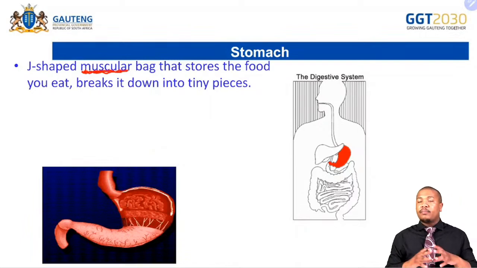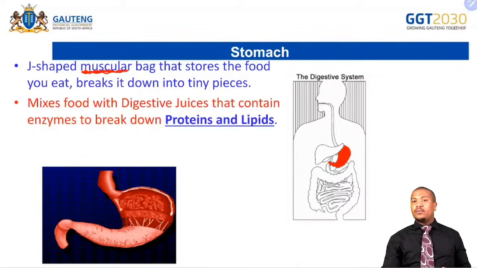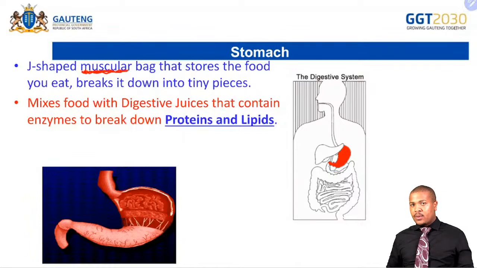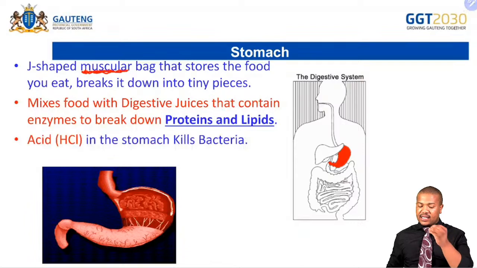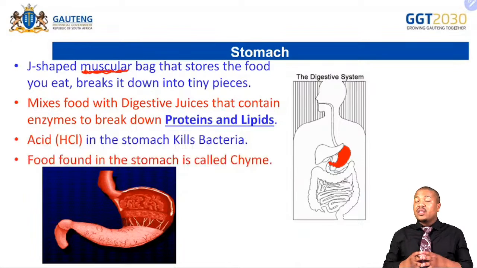It also helps with peristalsis, moving down the food. The stomach is a J-shaped muscular bag that stores the food that you eat and breaks it down into tiny pieces. It also mixes the food with digestive juices that contain enzymes to break down proteins and lipids. And in the stomach, we find hydrochloric acid, which helps to kill bacteria and also helps with digestion.